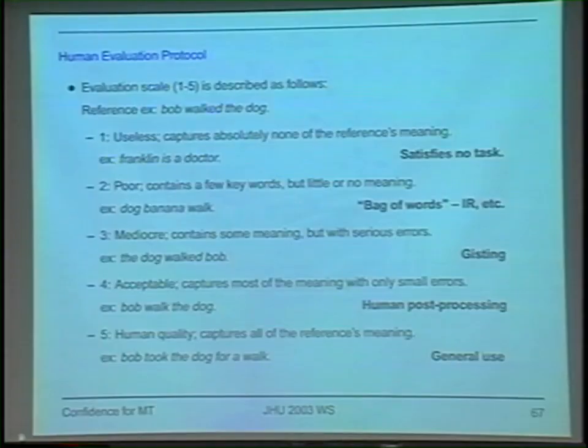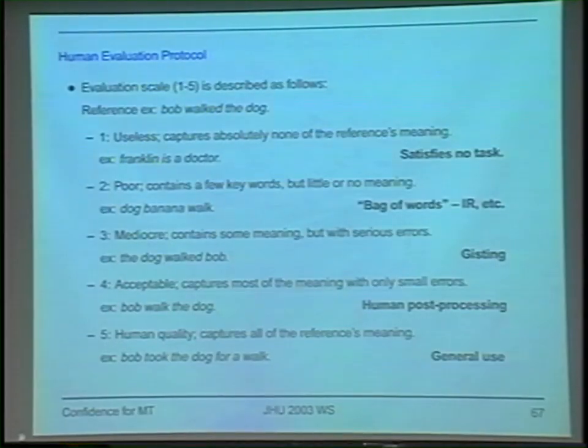A 3 is maybe Babelfish level. It has some amount of meaning, but typically there are serious errors that might hinder comprehension. But at least you could get some gisting. It might be useful, as a human being, to pick documents that would be interesting to get professionally translated, things like this.